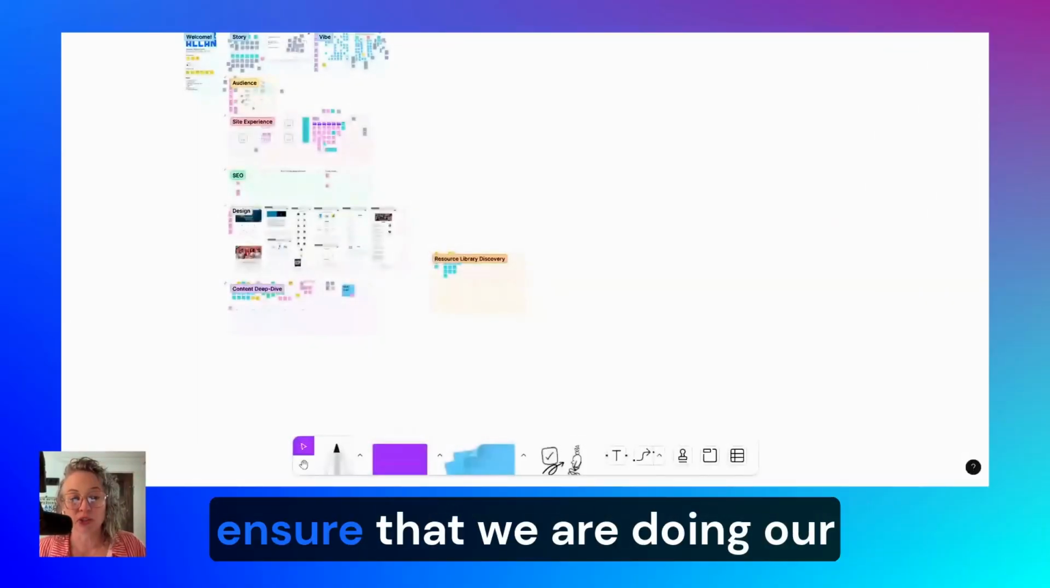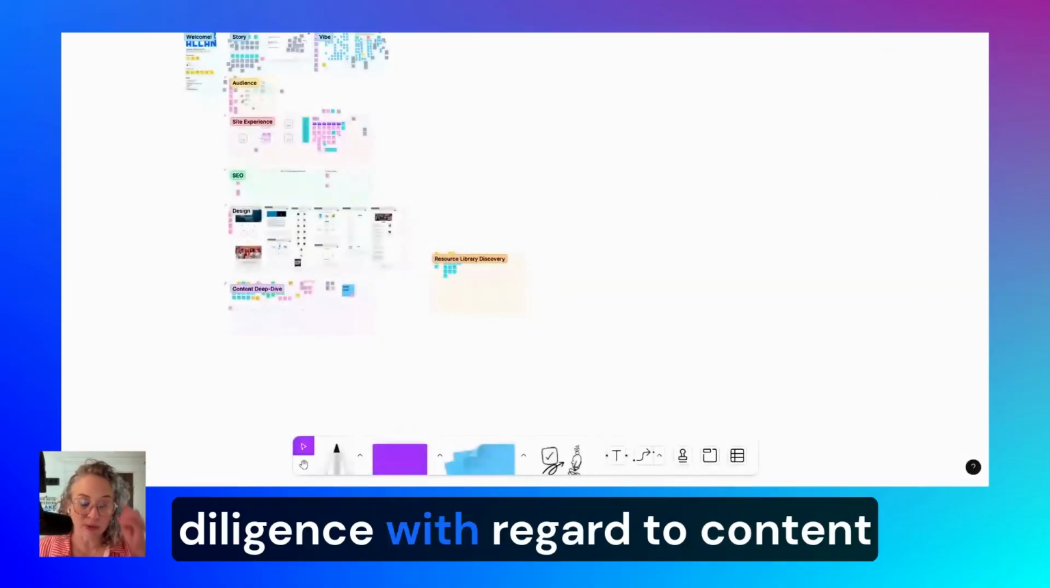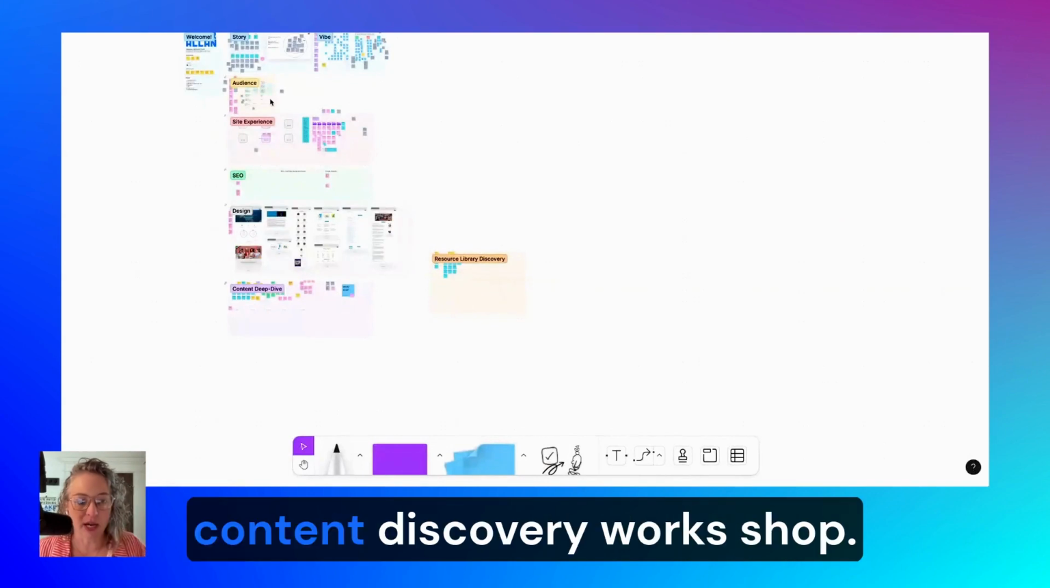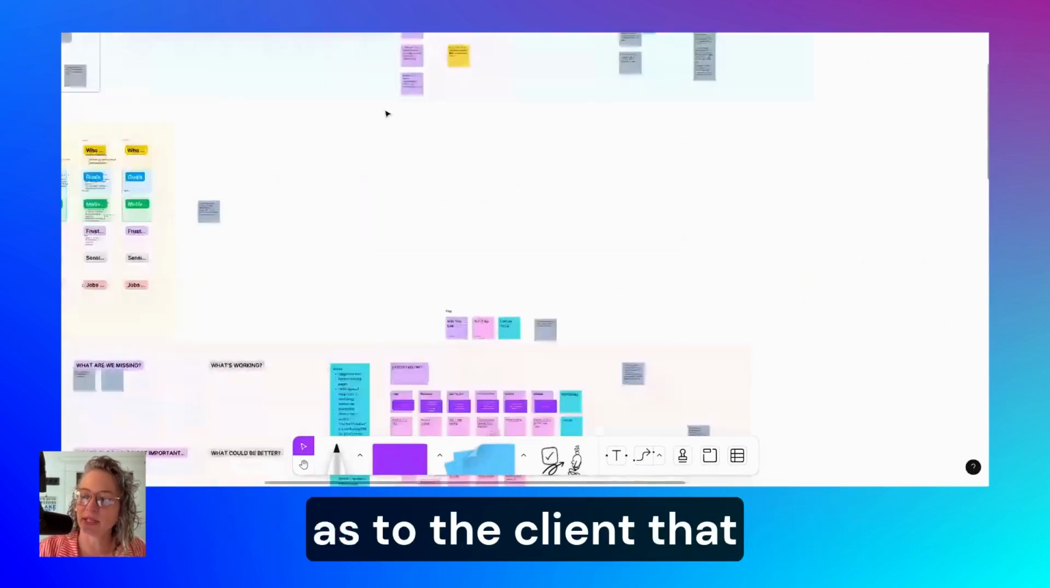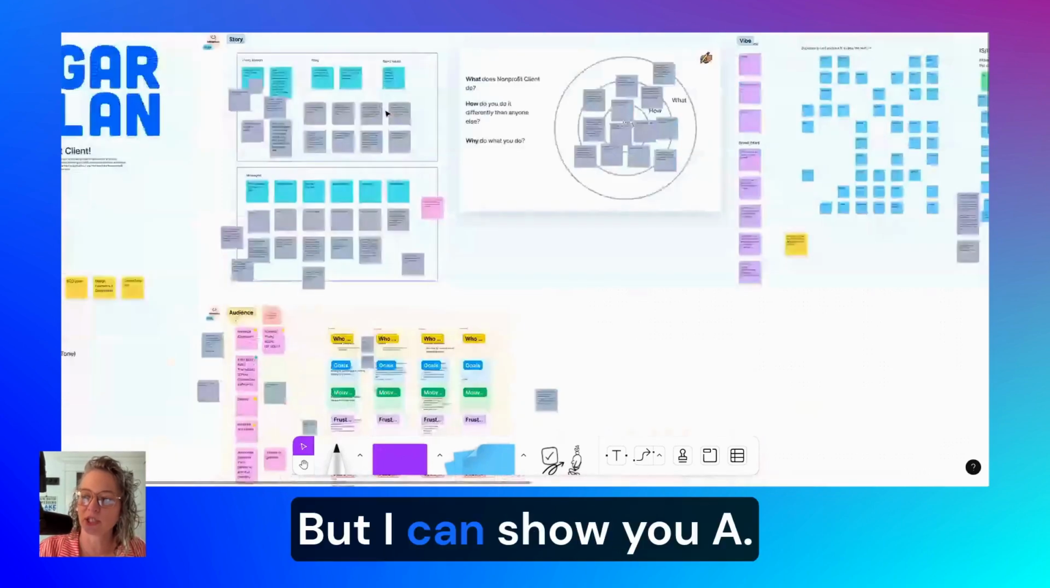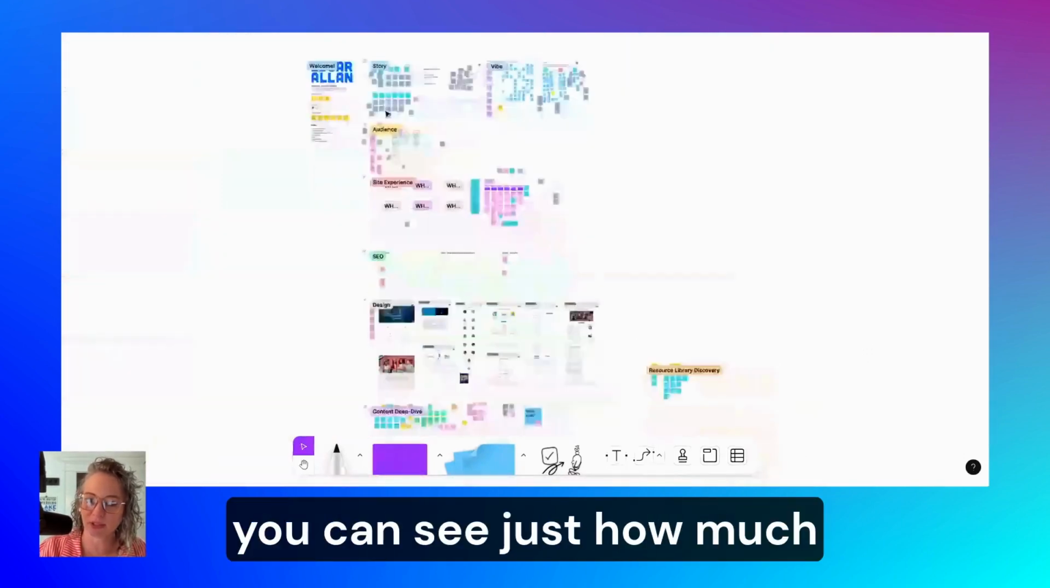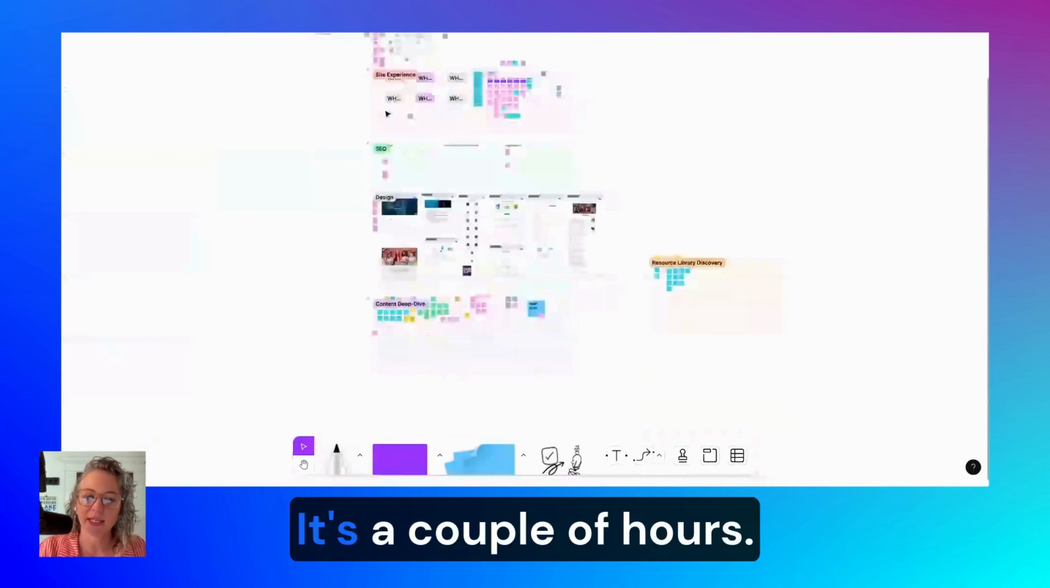One of the things that we do to ensure that we are doing our diligence with regard to content design is we start with a content discovery workshop. This one is kind of blanked out as to the client that it was for, but I can show you, when you zoom out, you can see just how much stuff we're asking. It's a couple of hours.